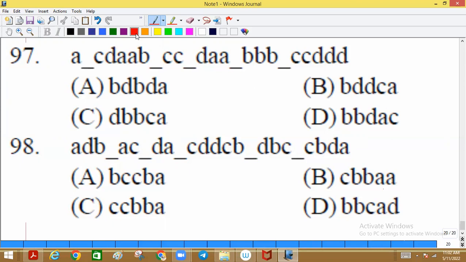There is a clue. What is the clue? See the last one. How is it repeating? Here how many days? 3 days. Here how many days? 3 days. So obviously here it will be C. Here it will be A. So till here you got the series.